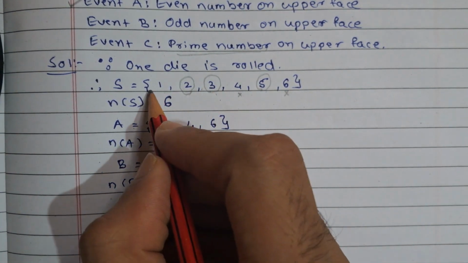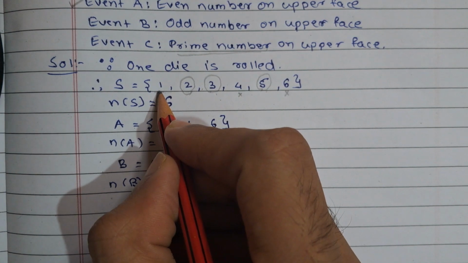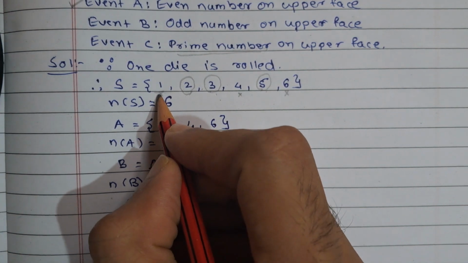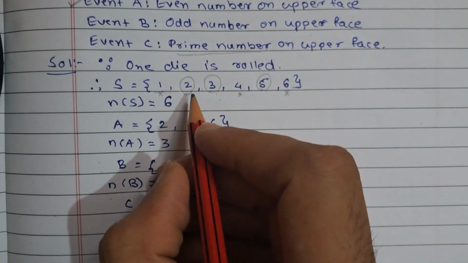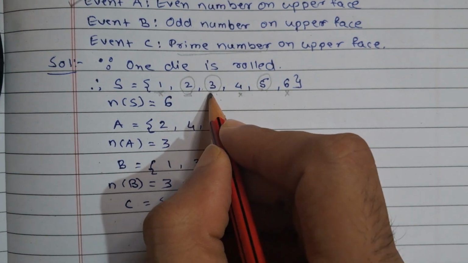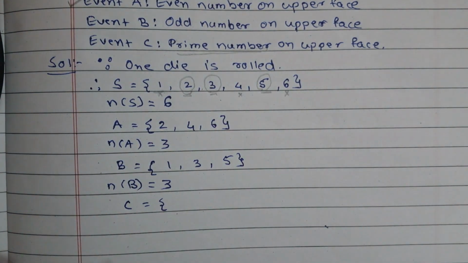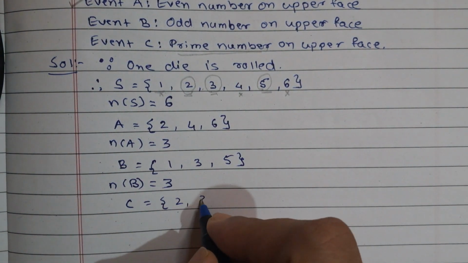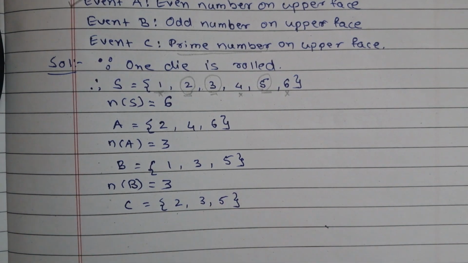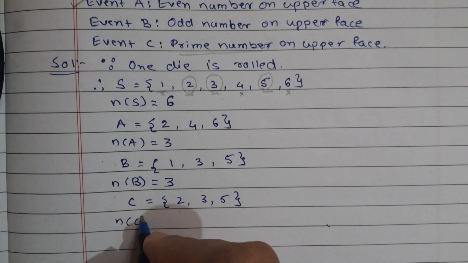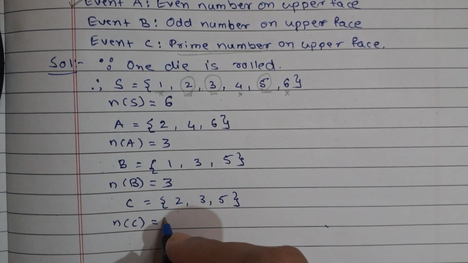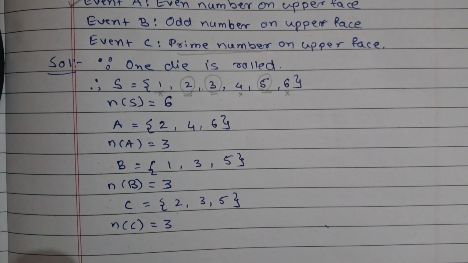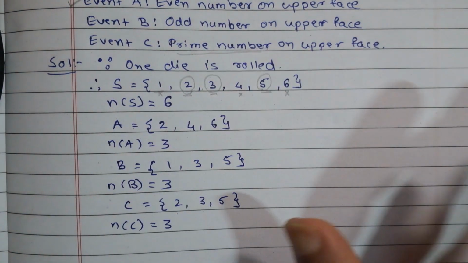And about 1, 1 is neither prime nor composite, so it doesn't come under any of the categories. So the only possibilities are 2, 3 and 5. I will put it over here: 2, 3, 5. So n of C is how much? 3 elements. 3. It was a very simple sum, right?